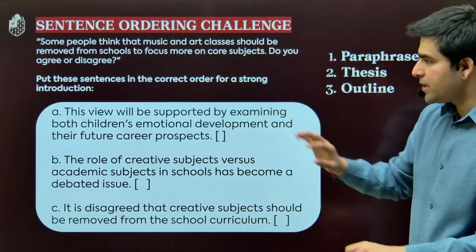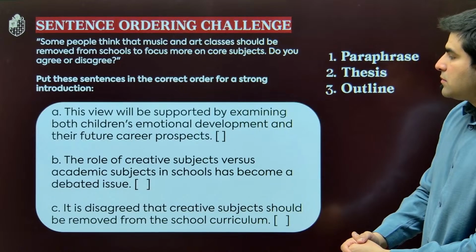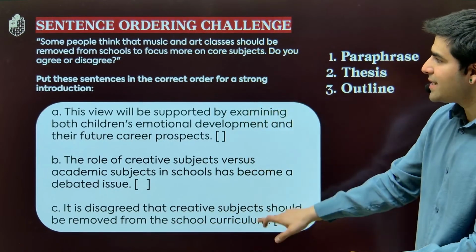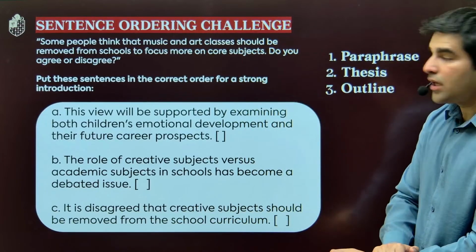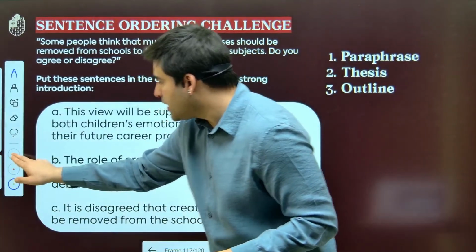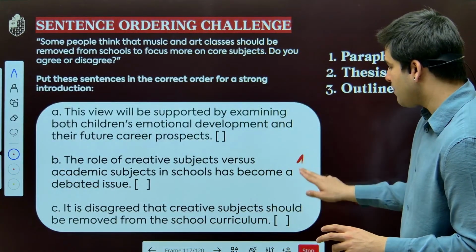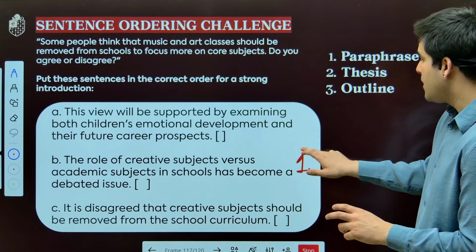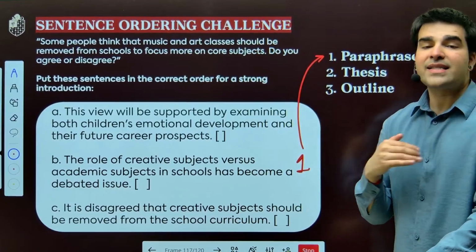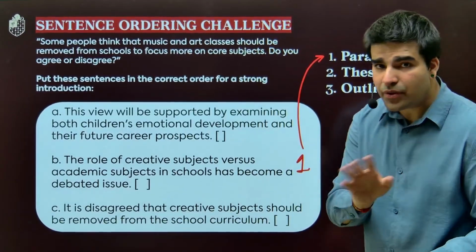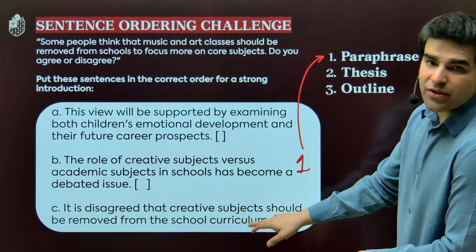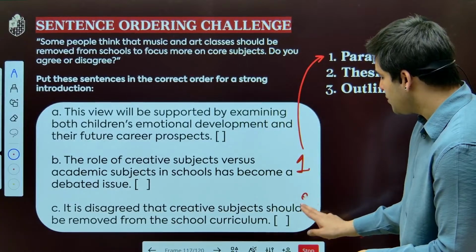So let's read it one by one together. Which sentence paraphrases the same thing? Sentence B, have a look. Sentence B paraphrases it. So this is number 1. This is also called paraphrase sentence. Which is the one that's giving your point of view, not elaborating? It's just giving your point of view, and that is, it is disagreed. So it is number 2.